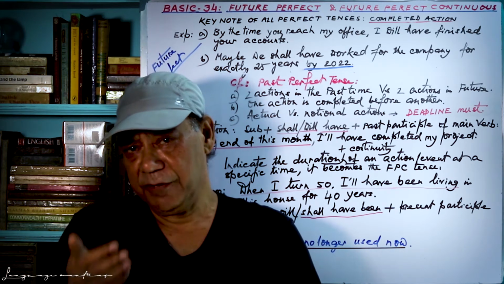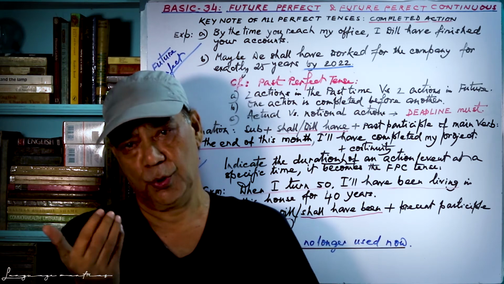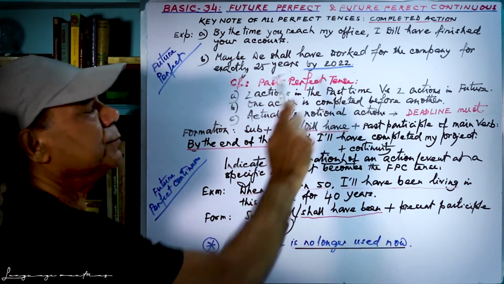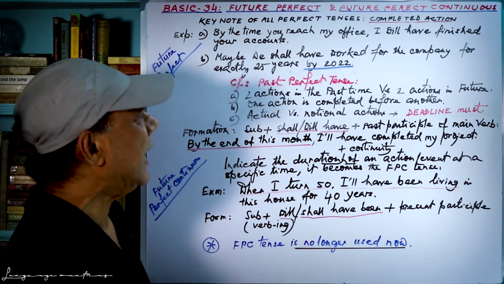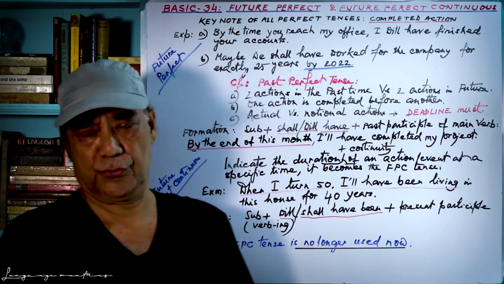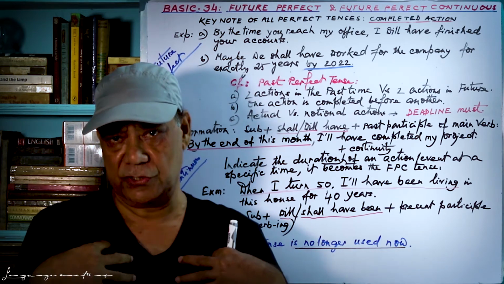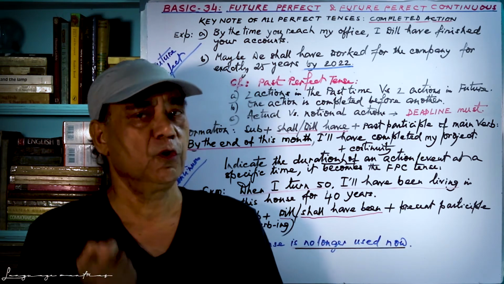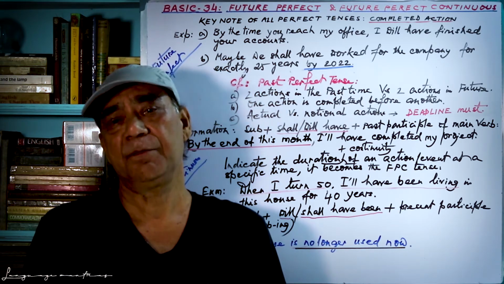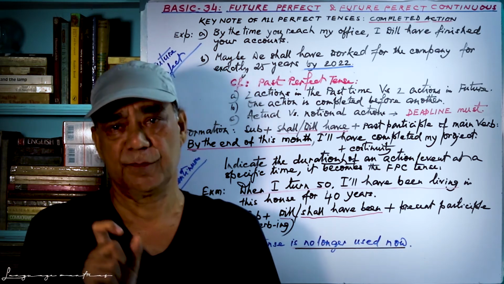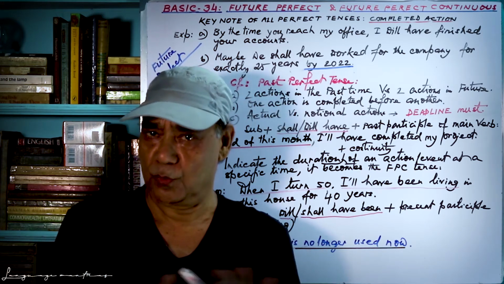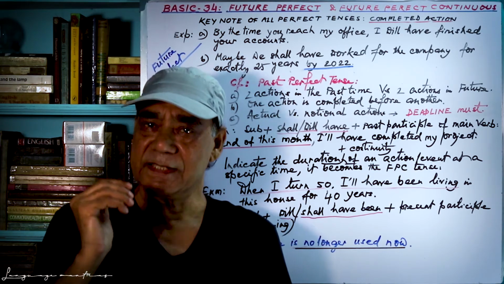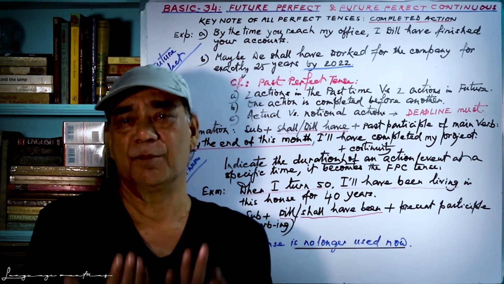Now, let's verify this definition. Two examples. Number one, by the time you reach my office, I'll have finished your accounts. Suppose I am a tax consultant. My clients are there. One of them telephoned me to know if I have completed his calculations for tax. I said, no, I have not. But you come. And by the time you come, I'll have completed it.